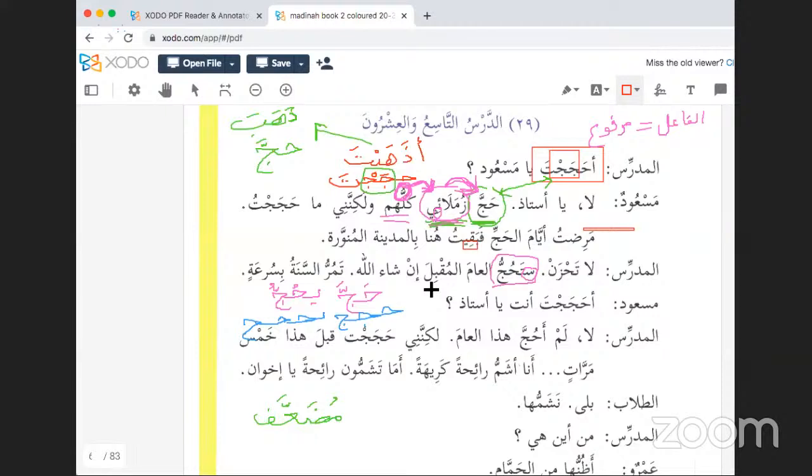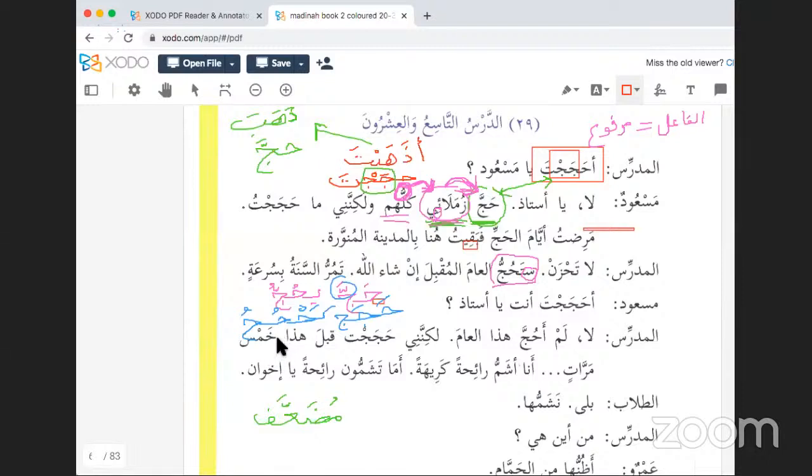Yahjuju. This is the original breakdown, but we don't pronounce it like that. We pronounce it with the shadda. Hajja yahujju, yahjuju, hajaja yahjuju.